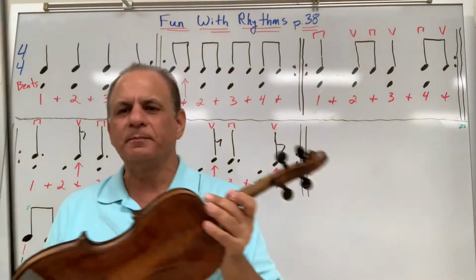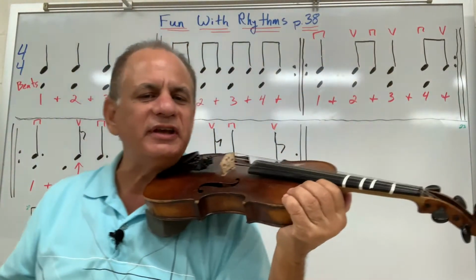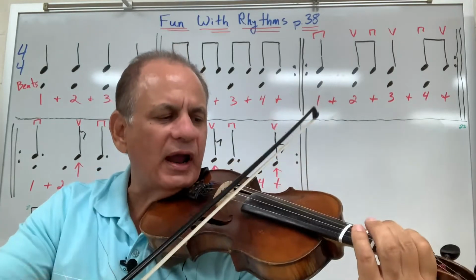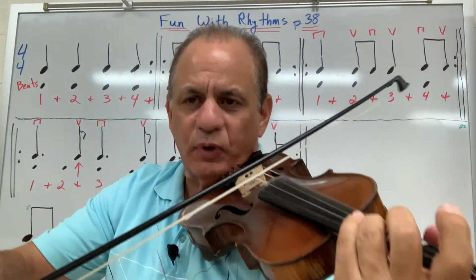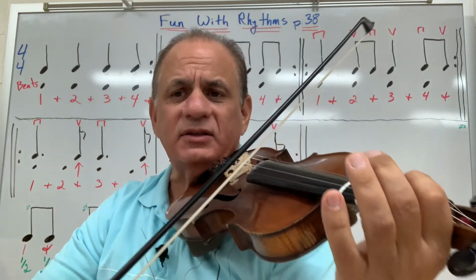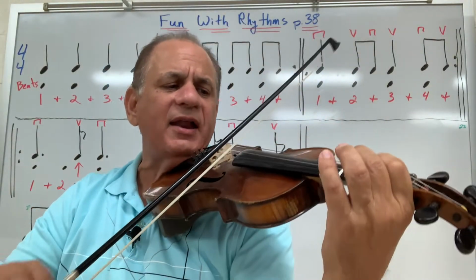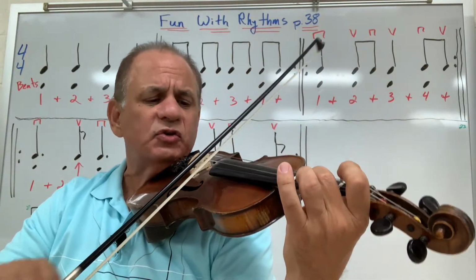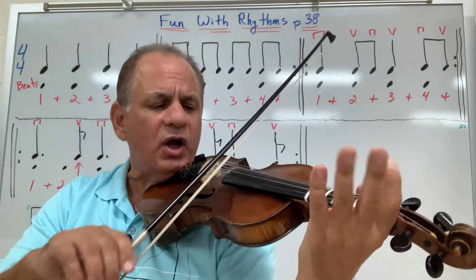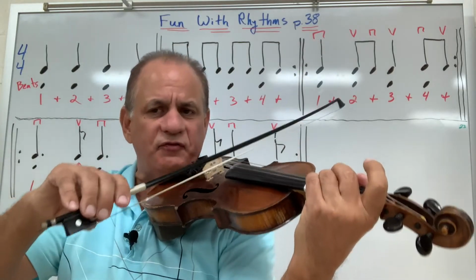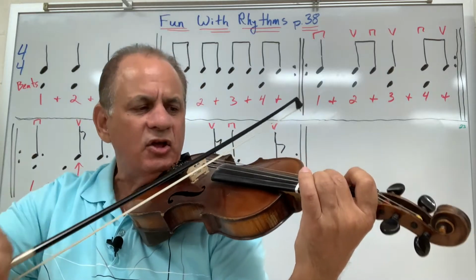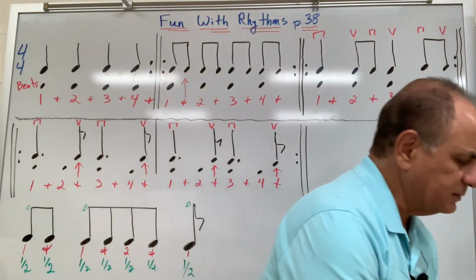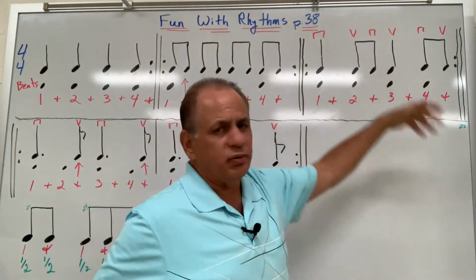Okay, so here we go. Low D to high D, back down to low D. Ready? 1 and 2 and 3 and 4 and 1 and 2 and 3 and 4 and. Okay, so that was the D major scale playing the shuffle rhythms.